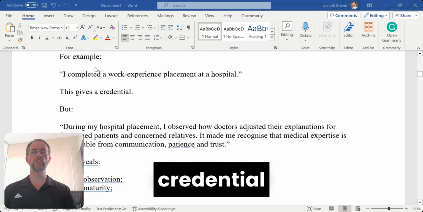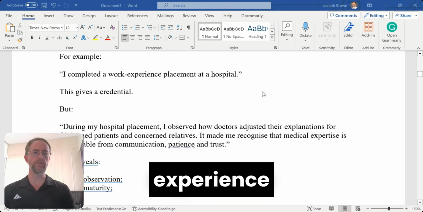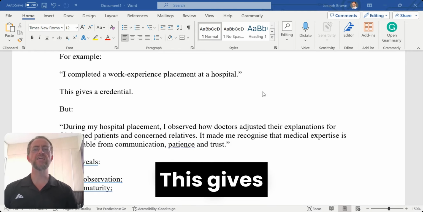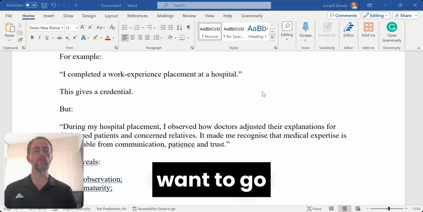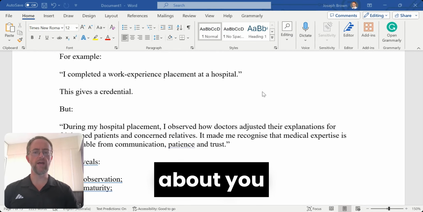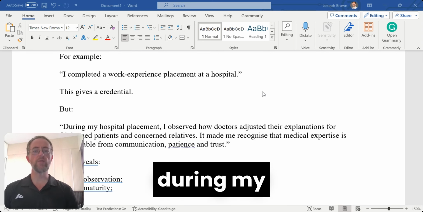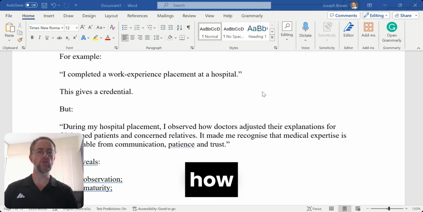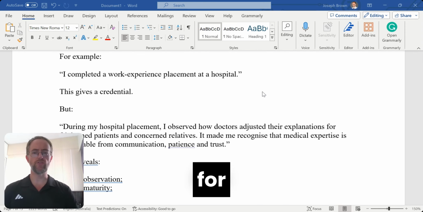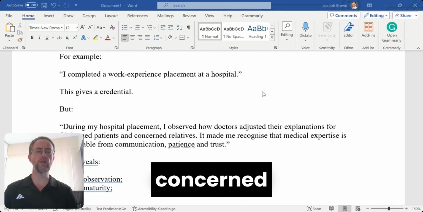A simple credential is, I completed a work experience placement at a hospital. This gives what you did. But if you want to go further to show what it reveals about you and to show some of your values, you want to say, during my hospital placement, I observed how doctors adjusted their explanations for frightened patients and concerned relatives.